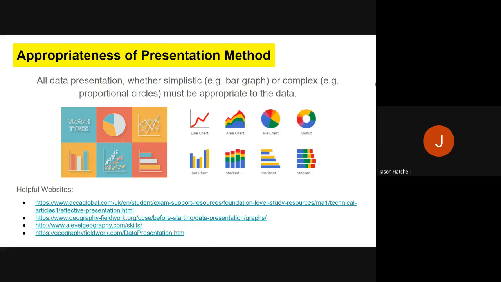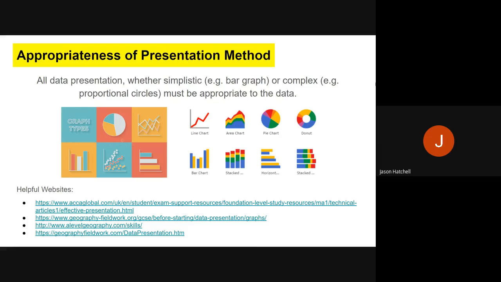So, just briefly, for some advice on appropriateness of presentation methods, all presentation of data, whether it's simplistic like a bar chart or more complex like proportional circles, must be appropriate to the data you are representing. So at the bottom of this screen and on the PowerPoint you will have access to are four links. These four links take you to websites that show you how to use data presentation methods and what data is appropriate for what type of presentation method as well. So please go and have a little read of those and make sure you are using data presentation methods which are appropriate to the data you have collected.